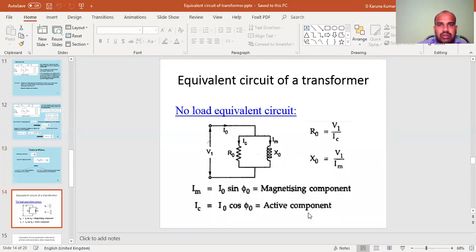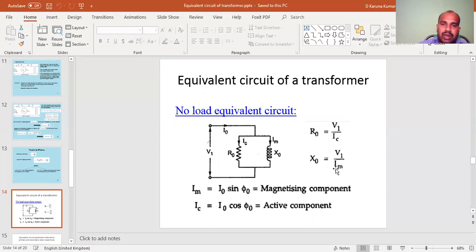This is the equivalent circuit at no load. No load means there are no leakage reactance and resistance values, so the equivalent is in terms of the no load current. How to find the R0 and X0 values, the no load resistance and no load reactance? R0 equals V1 by Ic, the working component. X0 equals V1 by Im, the magnetizing component.